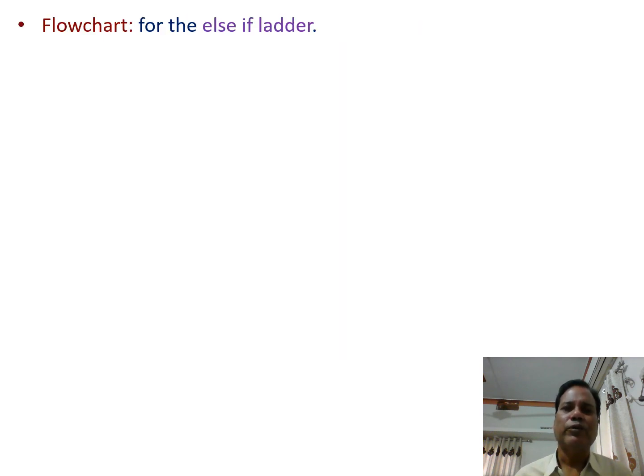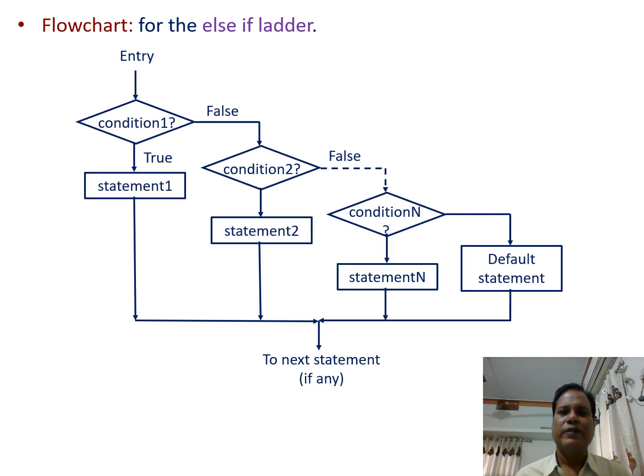Now let us see the flow chart for the else if ladder. So the flow chart for the else if ladder is like this one. Initially, condition 1 is checked. If condition 1 is true, then statement 1, or the block of true statements, is executed, and after execution, control goes to the next statement.